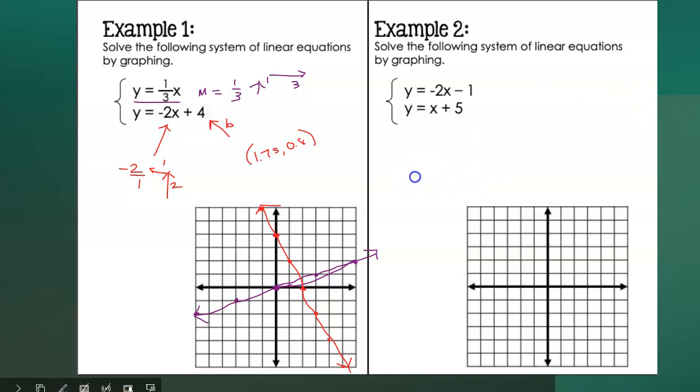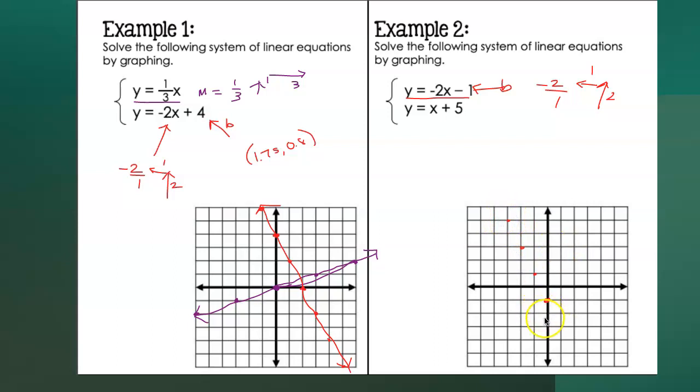We'll keep going. All right, so in example 2, we have y equals -2x minus 1. So my b, my starting point, my initial value, my y-intercept is -1. I'm going to start here. My slope, again, is -2, which means -2 over 1. So I'm going to rise 2, run 1 to the left. So 2, 1, 2, 1, 2, 1, and I'm out of space.